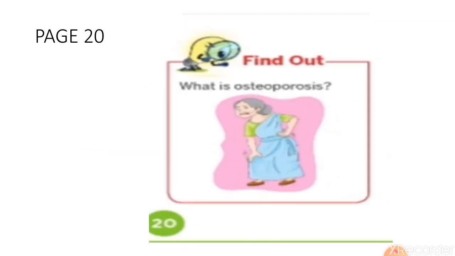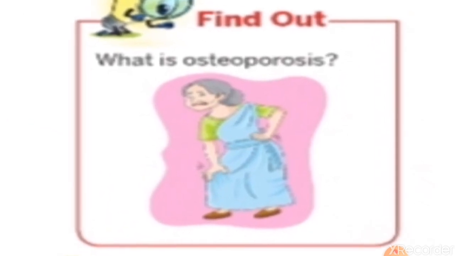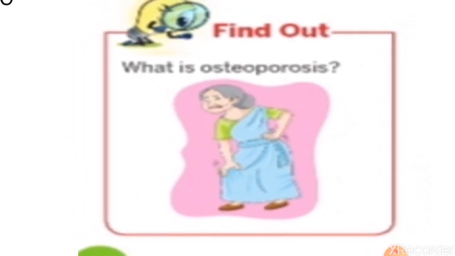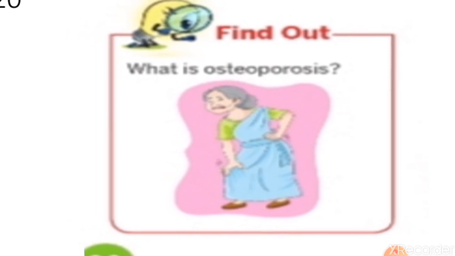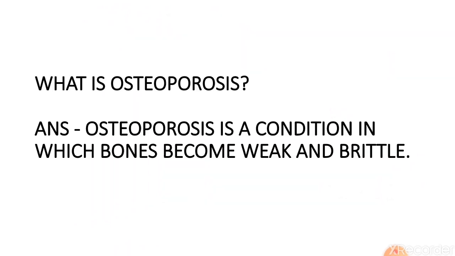First, we'll start from page number 20. In that, there is a question, find out. Let's start with that. This picture I have taken from page number 20. The question is, what is osteoporosis? Osteoporosis is a condition in which bones become weak and brittle.